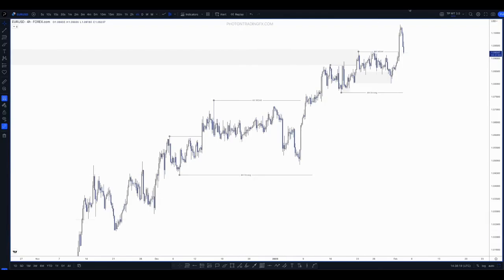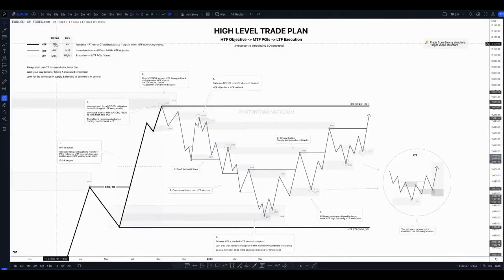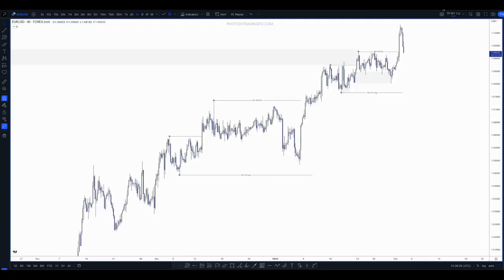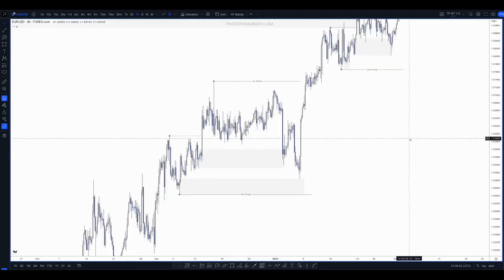So you are going to be entering on 4-hour POIs with M15 timing, right? So this 4-hour range, I won't bother doing the daily analysis just for the sake of keeping it simple in time. And you'd be looking at the unmitigated POIs here. We can see with the benefit of hindsight that one got swept and we just ended up rejecting the range. But that would generally be the idea, okay?